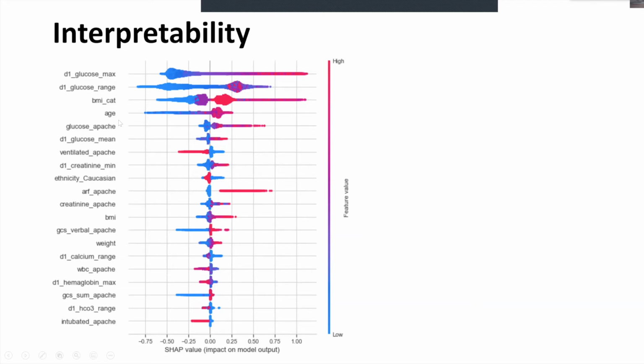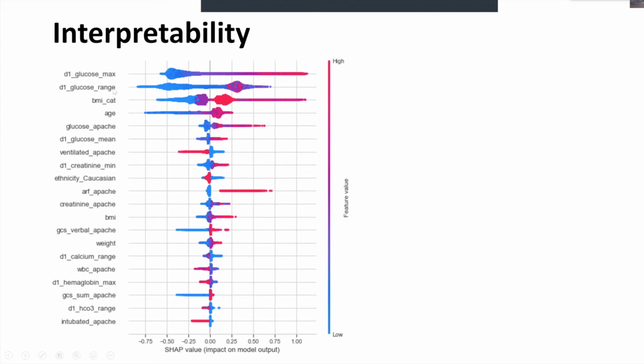So this left column from top to bottom shows you which features have the most influence on whether or not a patient is diabetic. So the first feature, the most important one, is D1 glucose max. Makes sense. Diabetic patients have a high level of glucose. Then comes the range. So range did turn out to be important.